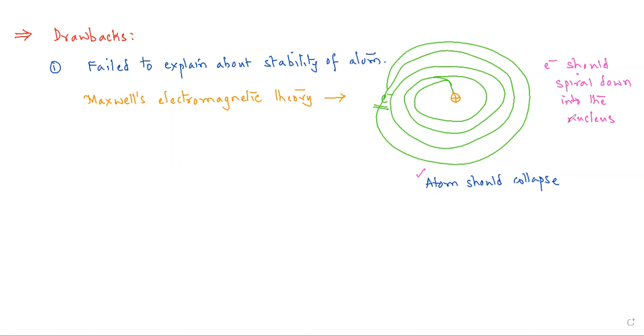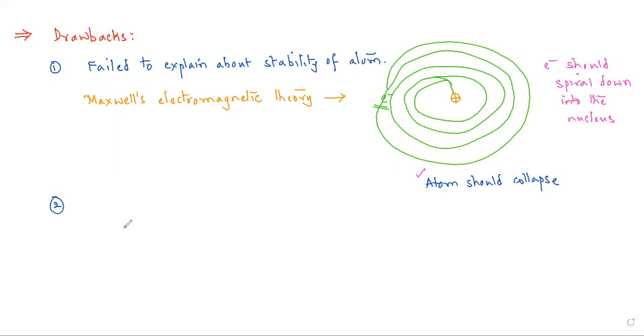So there is something which is stopping the electrons from spiraling down into the nucleus. What is that? What is the logic behind this? Because if electrons really spiral down into the nucleus by losing energy continuously, then the atom should collapse. It is not happening in the real sense. So that is the first drawback. Rutherford failed to explain why the electron is not spiraling down into the nucleus as per Maxwell.